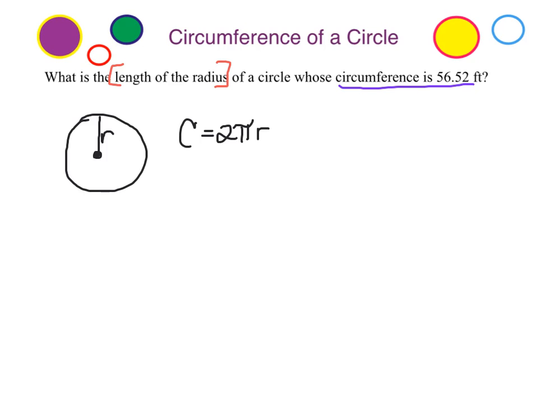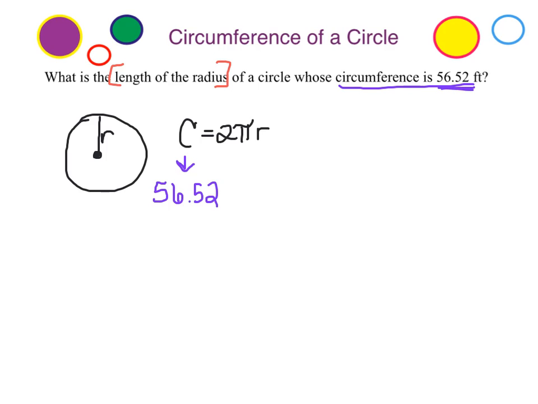From here with a formula, I can just plug in my numbers. Now though, instead of writing C, I know the circumference. The circumference is 56.52. So instead of writing the variable C, I'm going to write what it is. The circumference is 56.52 feet.